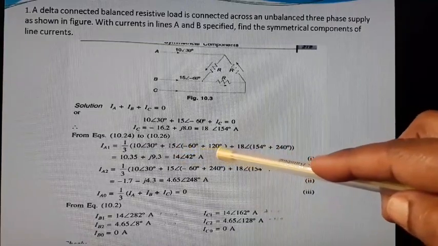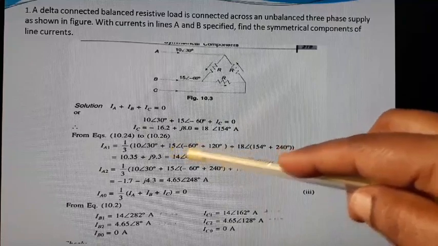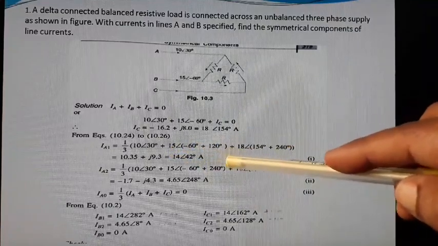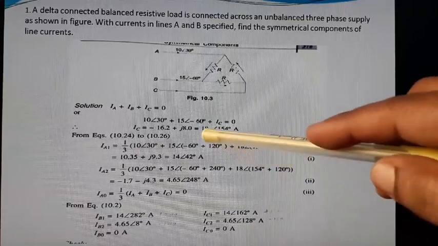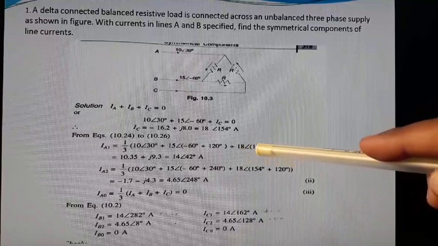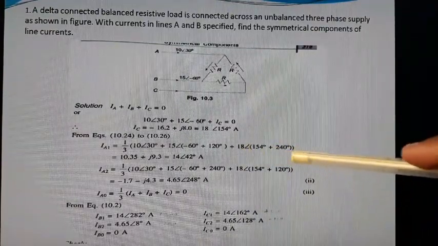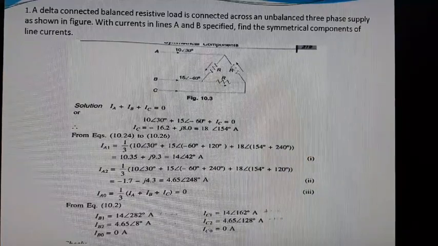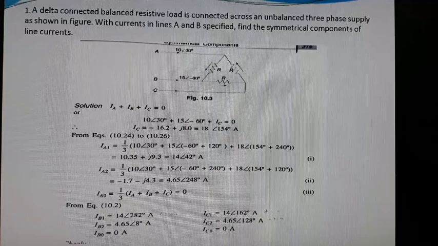IA is 1 at an angle 120 degree. IB is 15 at minus 60. So 15 at minus 60 plus 120 degree, plus A square IC. IC, we have found, is 18 at an angle 124. 18 at 124 plus A square, which is 1 at an angle 240, so this becomes plus 240. Now we will calculate by simplifying, and we will get IA1.